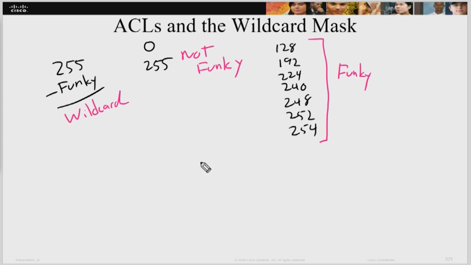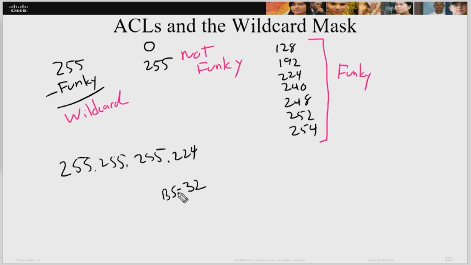Okay? One other way that you could look at this is if you happen to know what the block size is, it's block size minus 1. So if I have a subnet mask of 255.255.255.224, and you can tell me that the block size is 32, then wildcard is going to be 31.